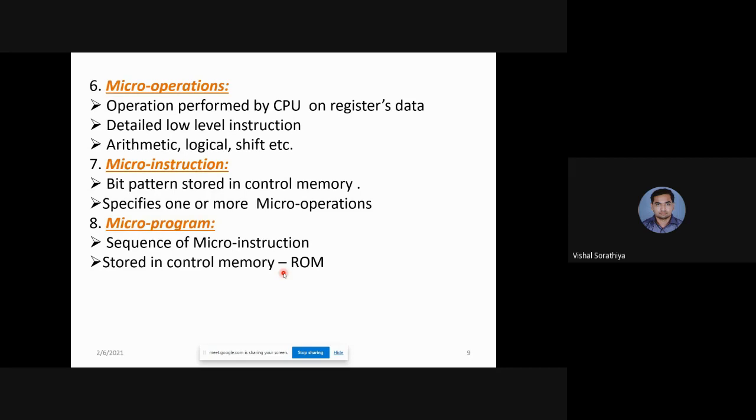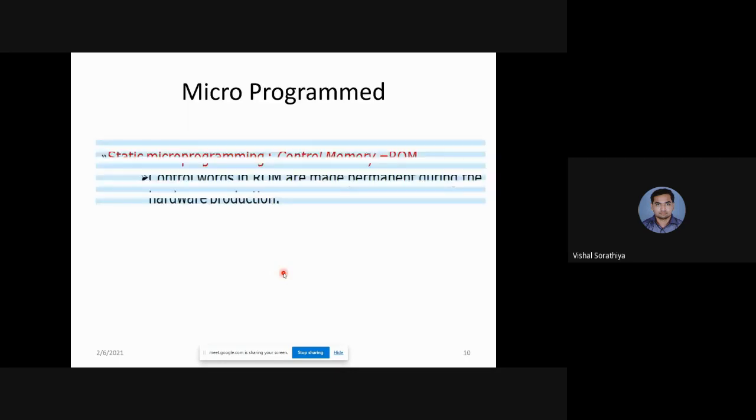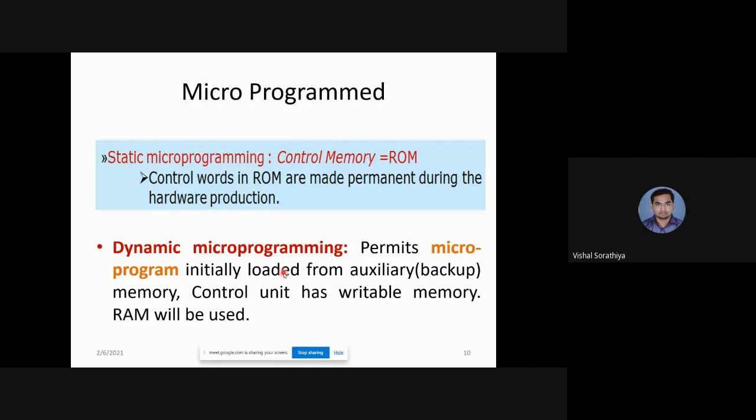Last one, micro program. It's a sequence of micro instructions which is stored in a control memory. Whatever your ROM is, that ROM holds the definition of what a micro instruction is. According to the micro instruction, it goes to that set of micro operations and then executes them. We will start with the micro program, but not now, in the next lecture.